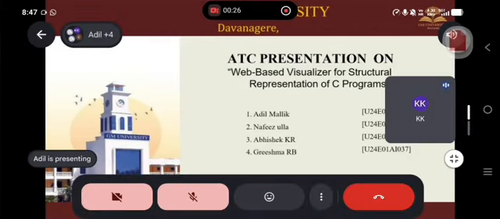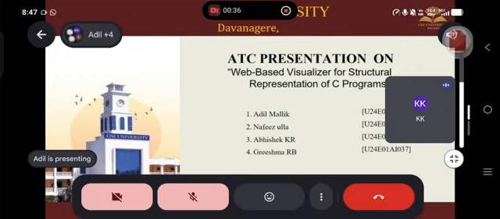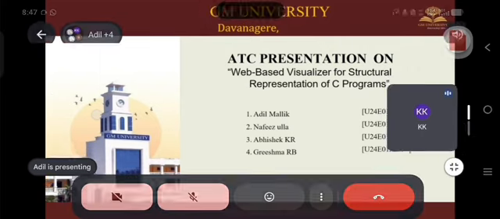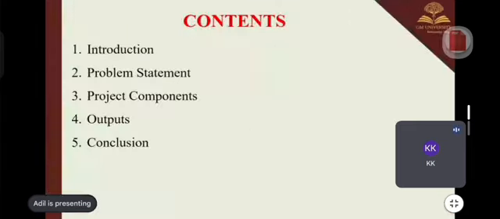Hello everyone. Today we are presenting our project titled Web-Based Visualizer for Structural Representation of C Programs. My teammates are Adil Malik, Abhishek KR, and Grishma RB. The contents are introduction, problem statement, project components, outputs, and conclusion.